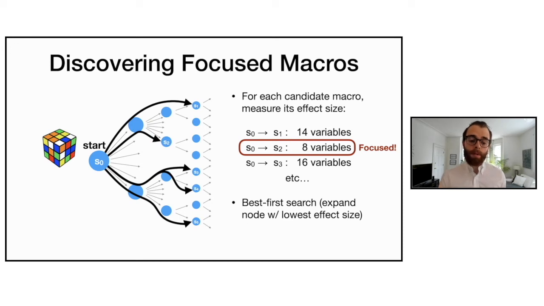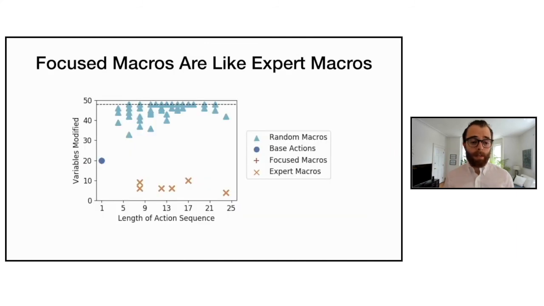Now, before we were using best first search for the planning, here we're going to use best first search for the macro learning. And whereas before we were using the goal count heuristic, now we're going to use this lowest effect size heuristic. And what we'll do is we'll store the n best macros in a library. And then when it comes time to do planning, we will augment the base actions with the learned focused macro actions.